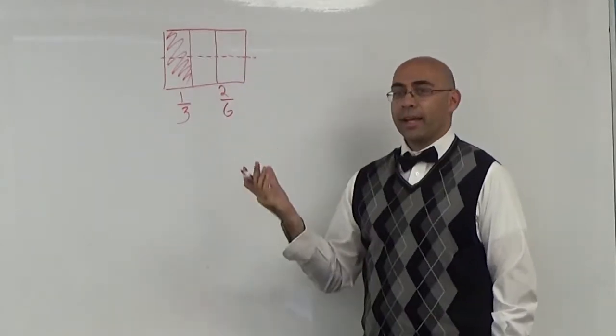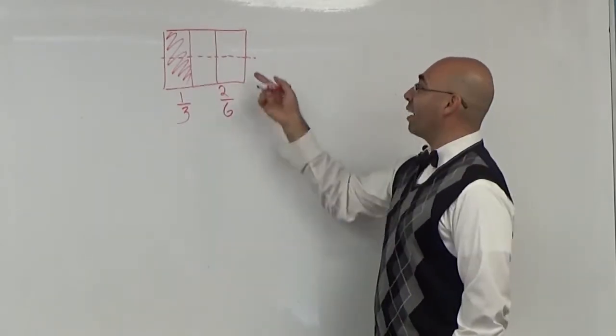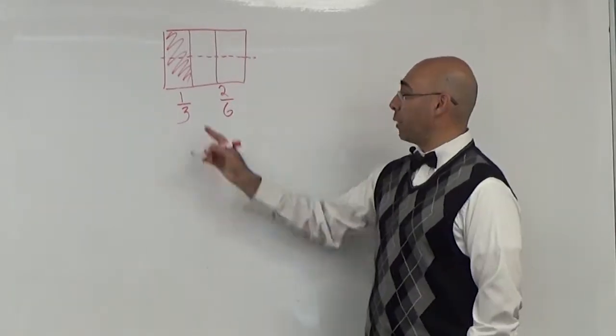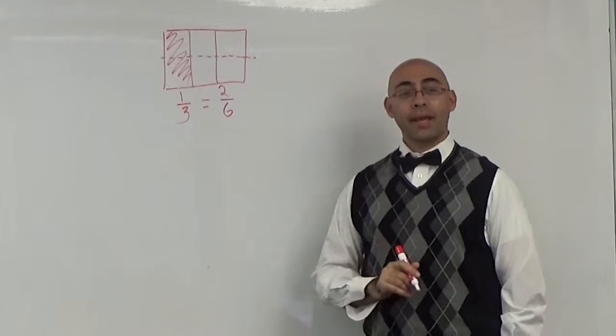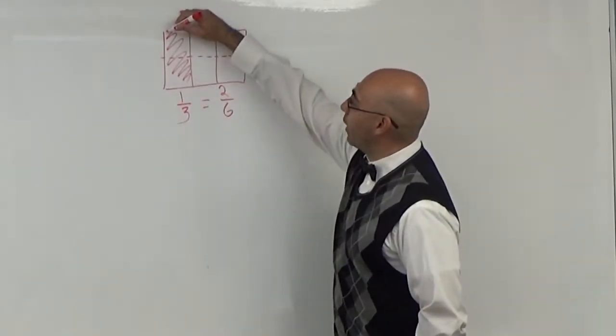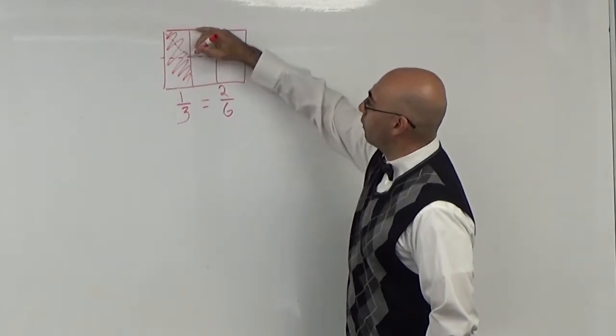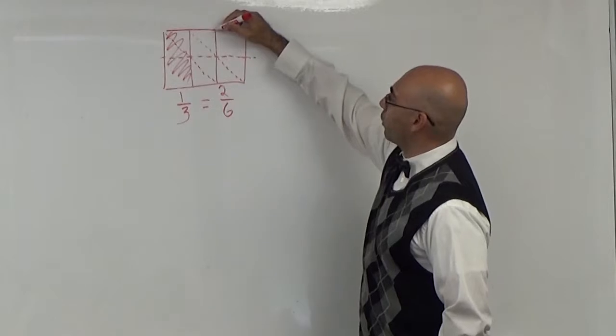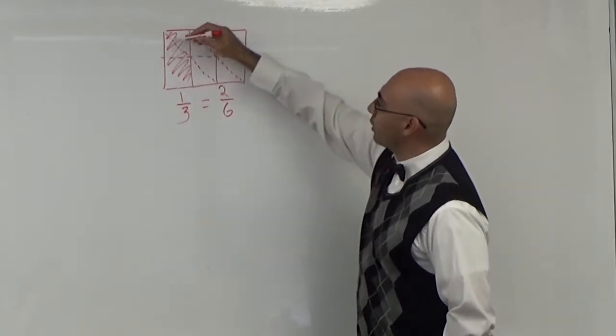Now, did I shade anything else? No. Did I add any more pieces to that shape? No, I just cut it up into more pieces. So basically, these guys mean the exact same thing, don't they? Now, what if I were to cut these again? This time, down the angle here. I just got to make sure when I cut it, I got to cut them all into equal pieces.